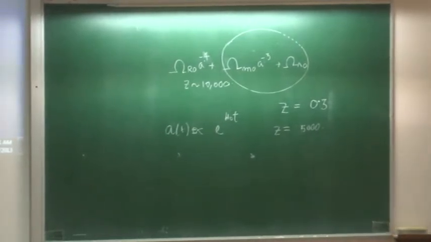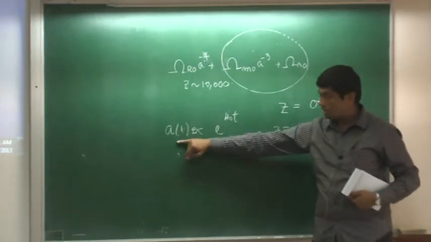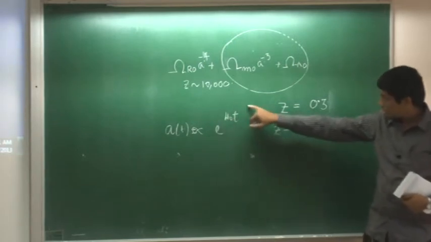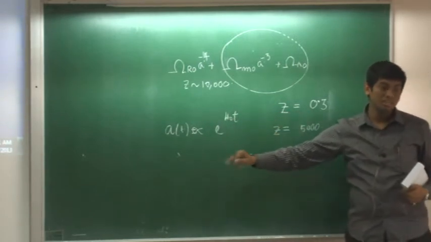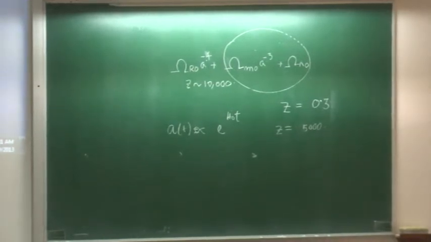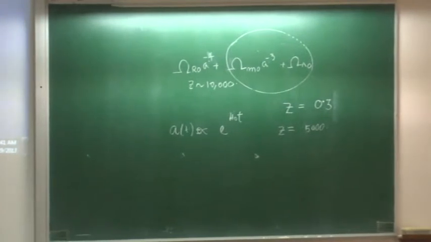CMBR is at 1,000, 1100, right? Say Z is at 5,000. So what will happen then? Z is at 5,000, your universe is already dominated by lambda. It will keep on increasing exponentially. So whatever matter will try to collapse, the expansion will take it away. So your matter will not be able to collapse anymore. So you will not be able to create the structures that you see in the universe.